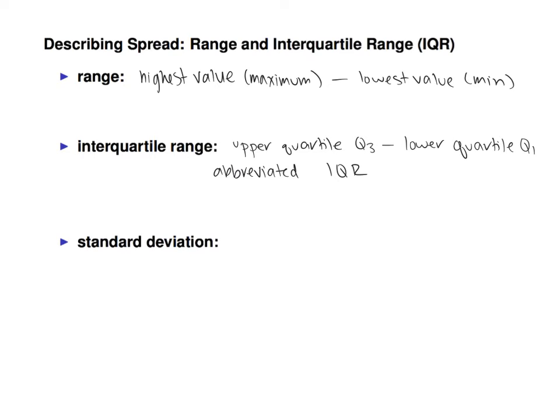And then there's something that describes spread called a standard deviation. This is for bell-shaped data only. We will look at the formula for a standard deviation later on in this lesson. But for now, let's look at the range and interquartile range.